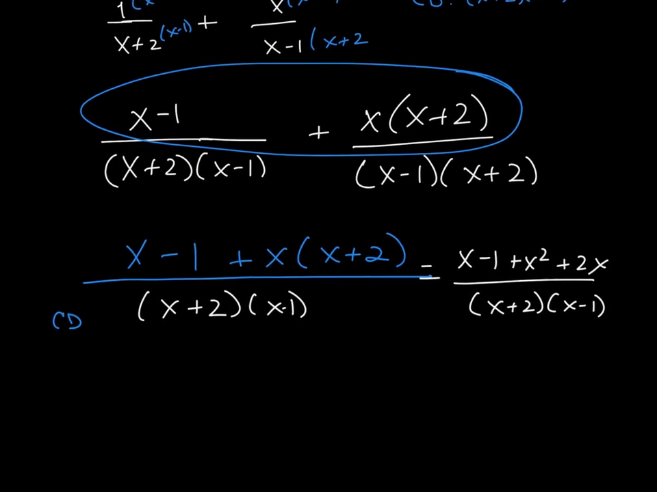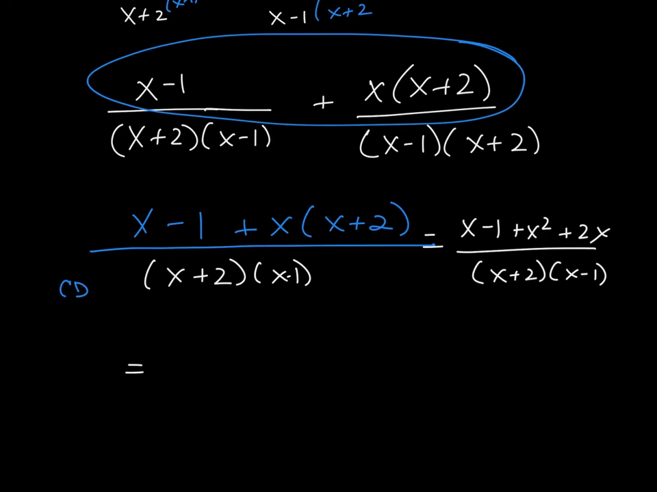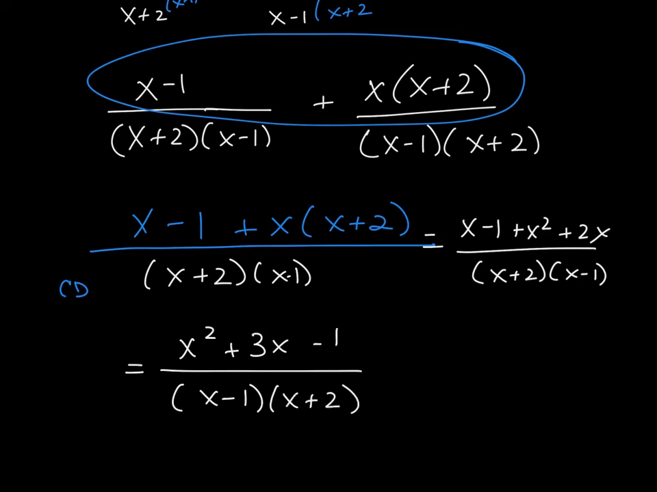So let's go ahead and simplify that out and put it in descending order, and you'll be left with x squared plus 3x minus 1 all over x minus 1 times x plus 2. Now the numerator does not factor, so we have to leave it at that.